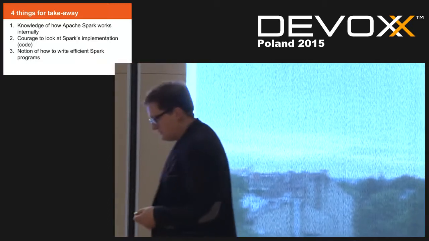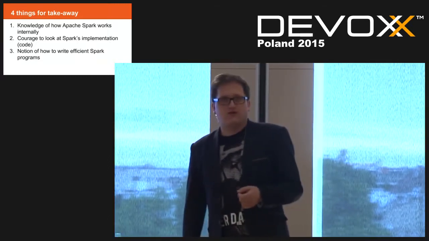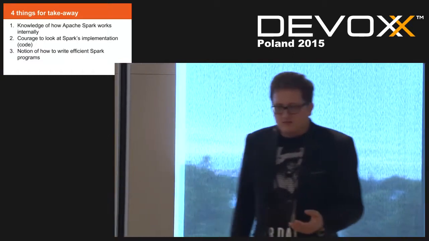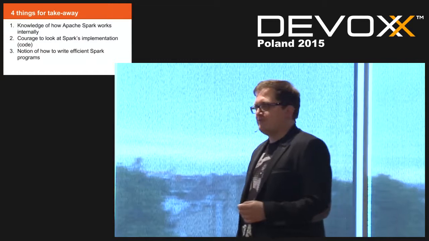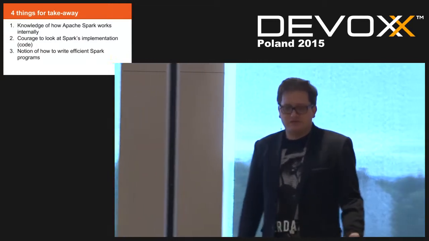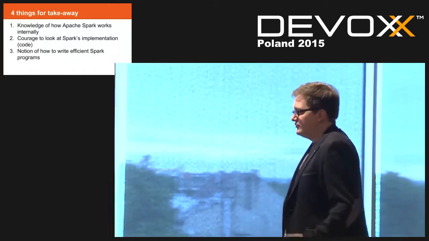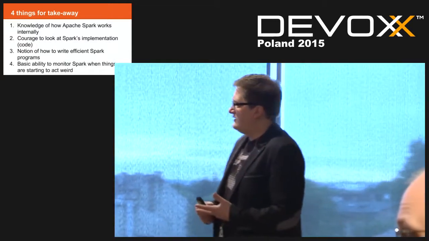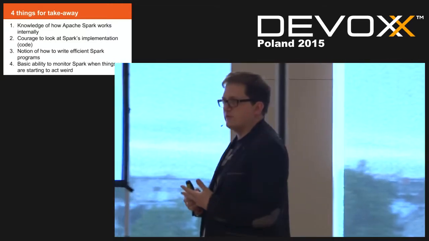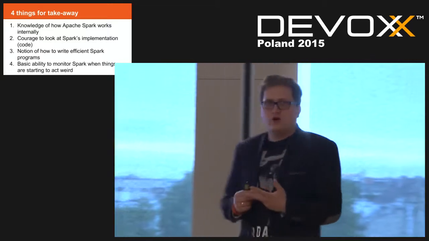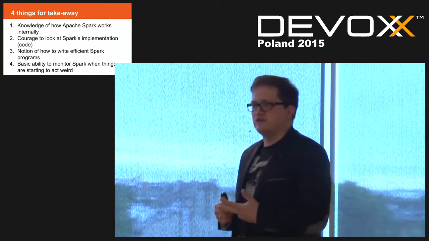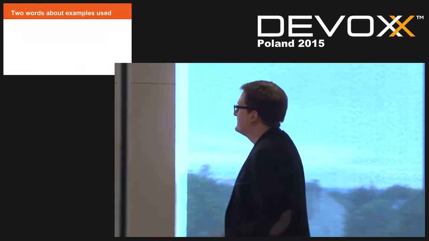I would also like to give you some notion of how to write efficient code, because I will argue that some percentage of the problems that we will encounter are mainly because the code is not efficient. And the last thing would be some ability to monitor Spark, how it works, to know the problems are coming before they actually arrive on production or on staging environment.